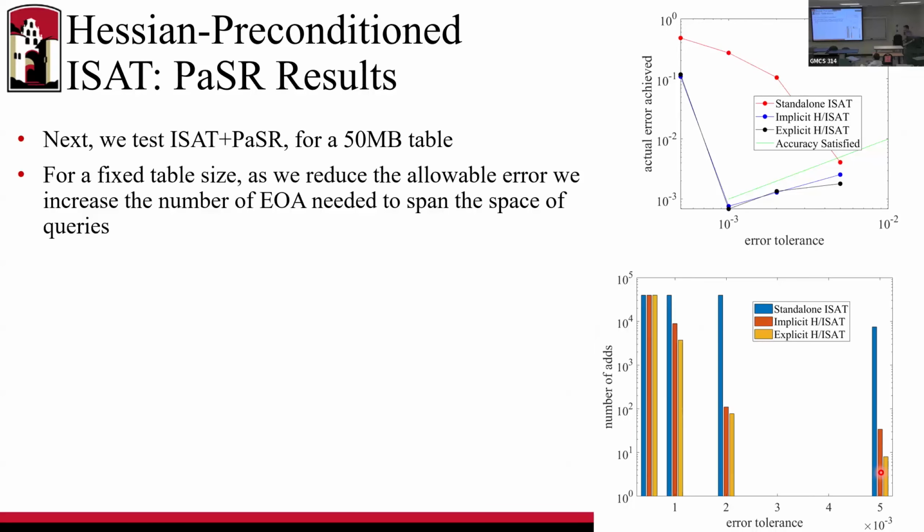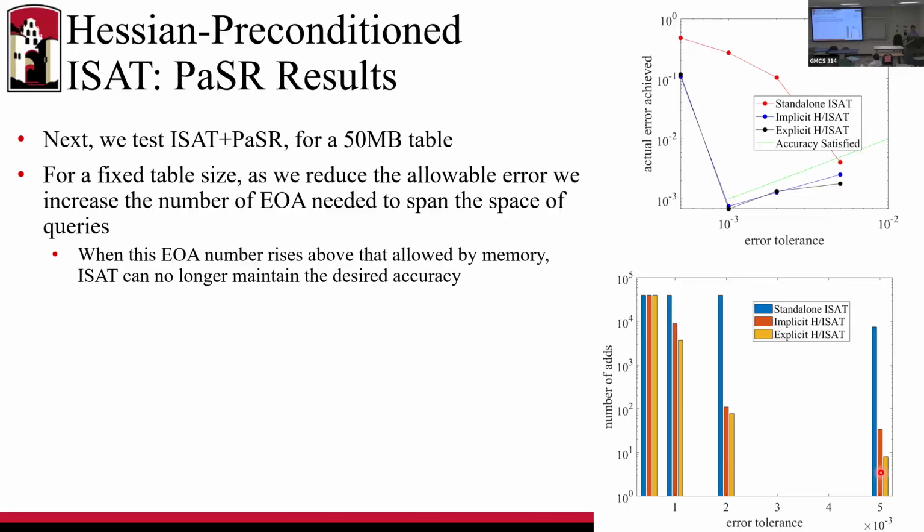Here we have finally the full test case using hydrogen combustion. And as I said, how much memory we allocate for the table is important. So I'm going to run these test cases both for a 50 megabyte table and for a 500 megabyte table. So for fixed table size, as we reduce the allowable error, we increase the number of ellipsoids that are needed to span the space of queries.